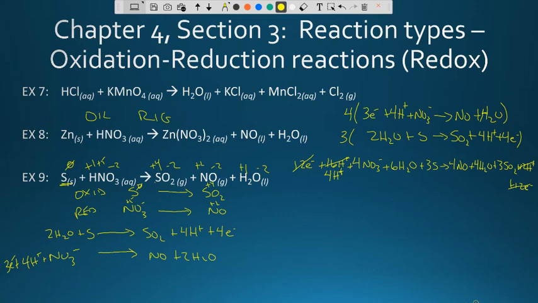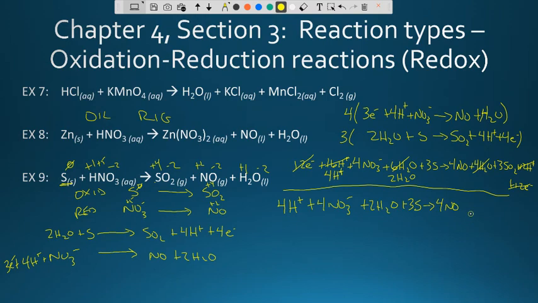I see that I have 6 waters on this side. I have 4 on this side. I can use up all 4 of those to get 2 waters remaining here. So now I should have everything taken care of. Let's take a look what I have left at the end. I have 4 hydrogen ions. I have 4 nitrates. I have 2 waters. I have 3 sulfurs. I have 4 nitrogen monoxides. And I have 3 sulfur dioxides. Everything is balanced.